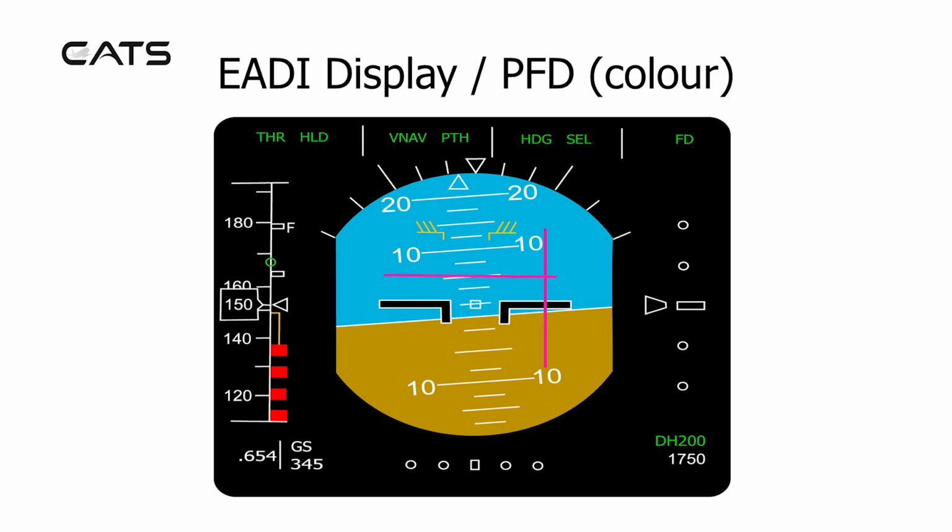On the left hand side is the speed scale showing the current speed of 150 knots. And in the centre is effectively the artificial horizon, except it's also showing a flight director with fly to needles in magenta, fly right and fly up. There's also some yellow eyebrows, so to speak. These are pitch limit indicators. And at the very top of that dial, in the top of the blue, is the sky pointer.